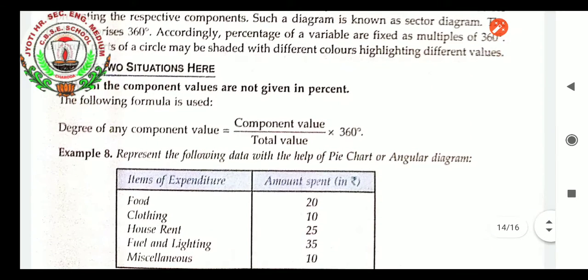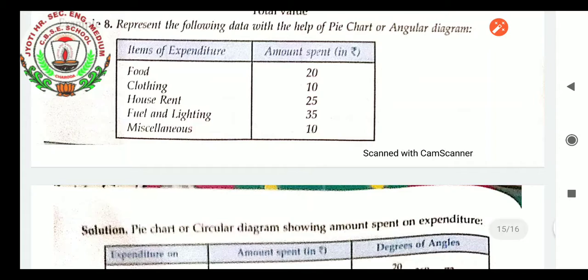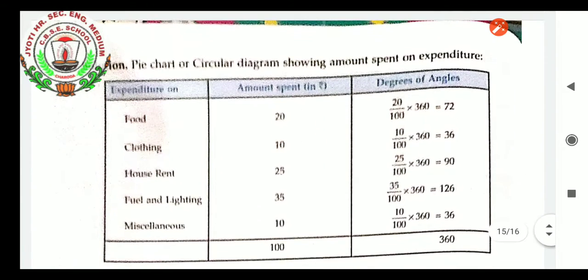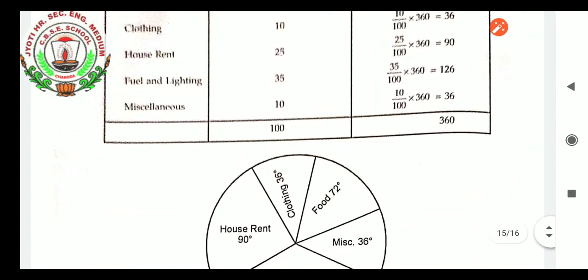For example, here the data is given: items of expenditure and amount spent. 20 plus 30, 20 plus 10, 30, 30 plus 25, 45, 55, 55 plus 5, 60, 60, 30, 90 and 100. Total is 100. So how will we take the percentage? Pie chart or circular diagram showing amount spent on expenditure: food 20 was there, 20 upon 100, total expenditure 100, 20 upon 100 into 360 degrees. It gets 72.